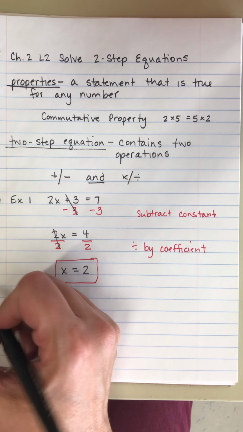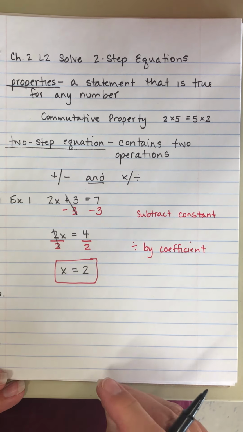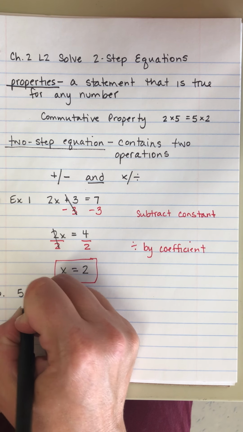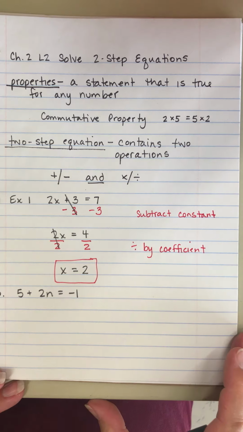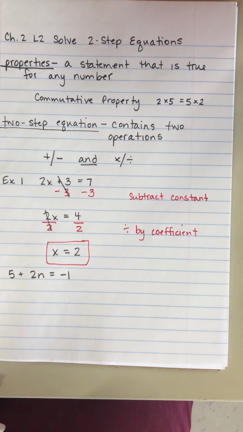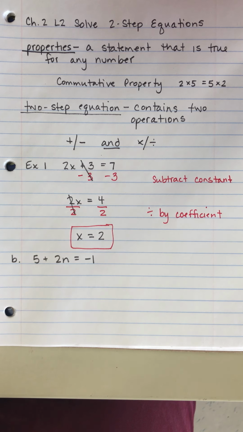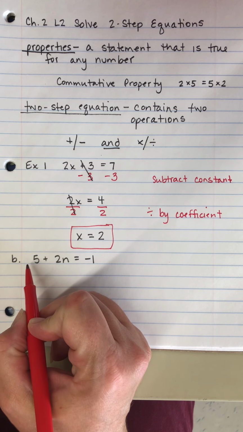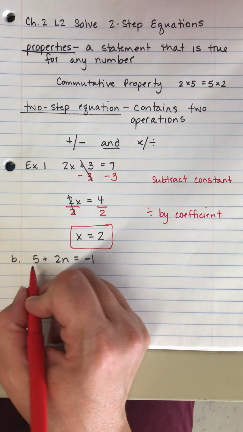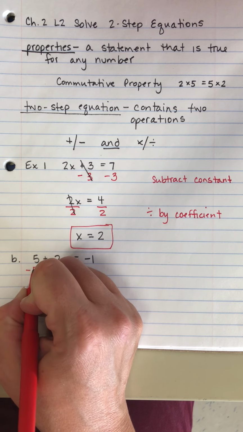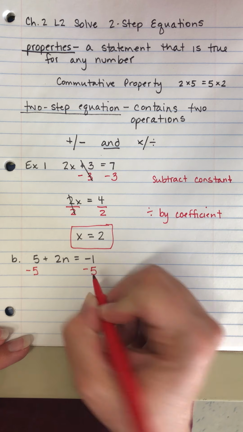I'm going to do B. 5 plus 2n equals negative 1. Remember, I want to undo the constant first, or whatever the addition or subtraction is. Well, this 5 doesn't have a symbol in front of it, so I can assume that it's positive. So the opposite of positive 5 would be a minus 5. Subtract 5 from both sides of the equation.